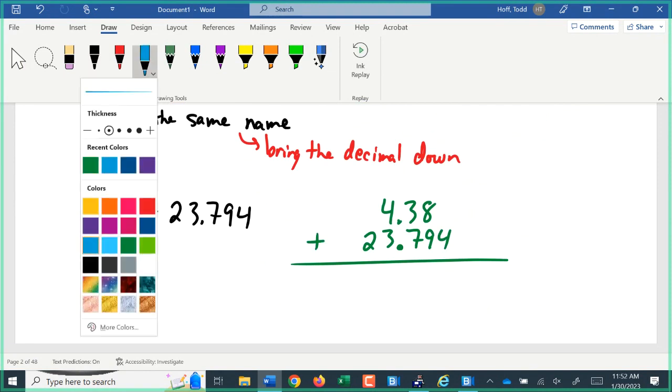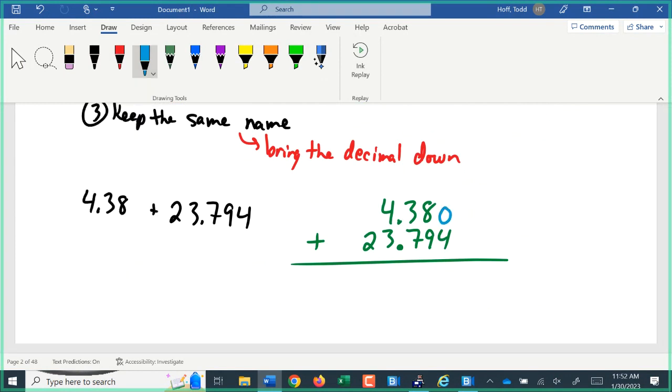Now before we start the addition, we should fill in any missing decimal places. If you recall from last Monday, that's making sure that both of these have the same name. These are now both thousandths. This is 380 thousandths on top and 794 thousandths on bottom. We're making sure they have the same name. Now we can go ahead and add.